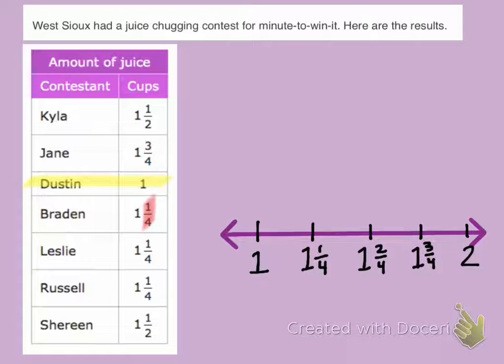I filled in the number line to 2 because the biggest the data goes is 1 3/4. So there's no real reason to go any further than 2.